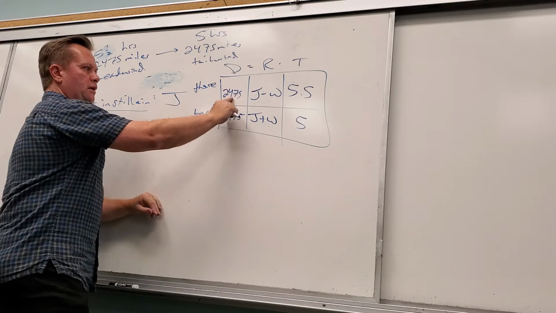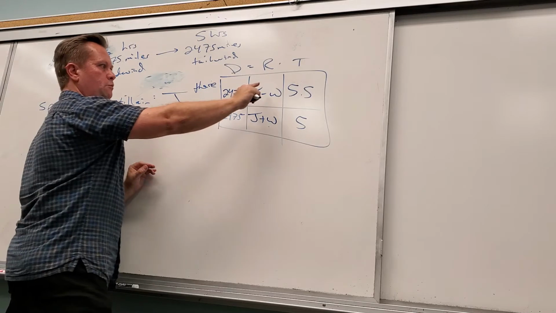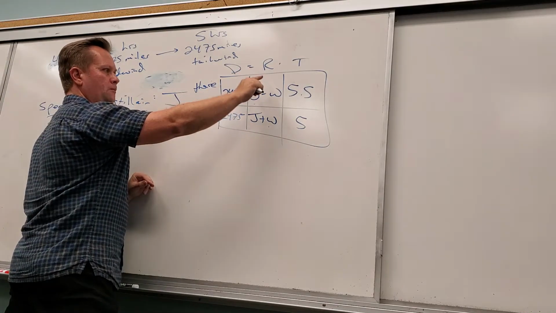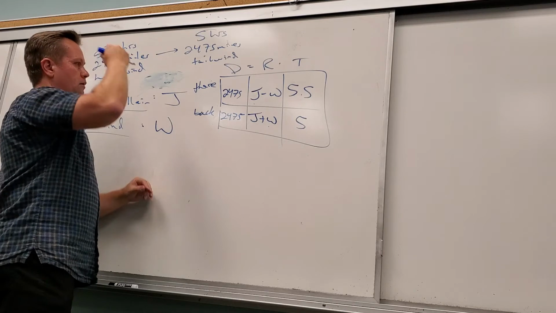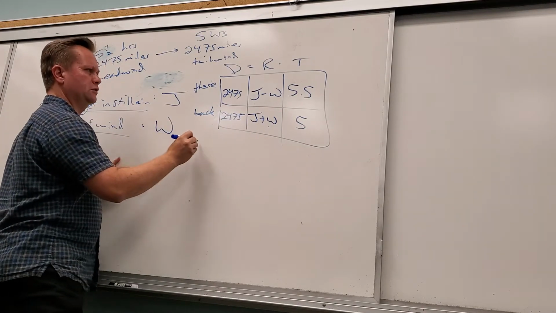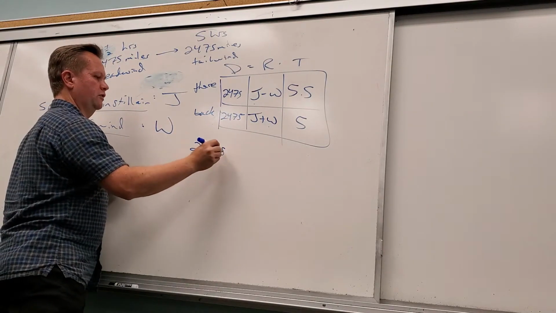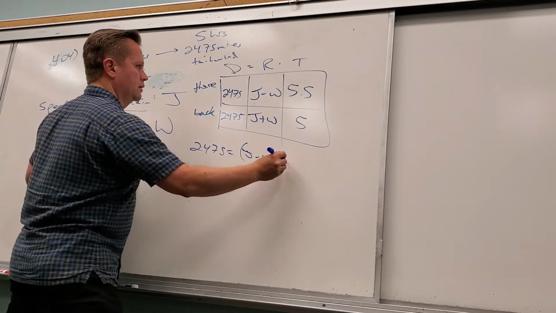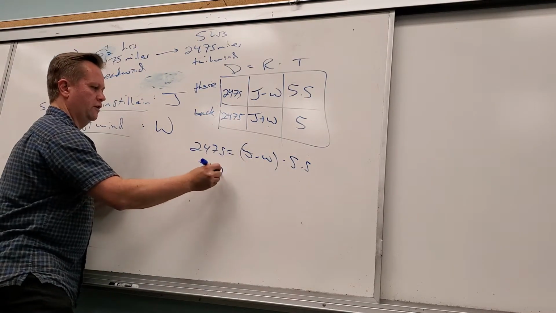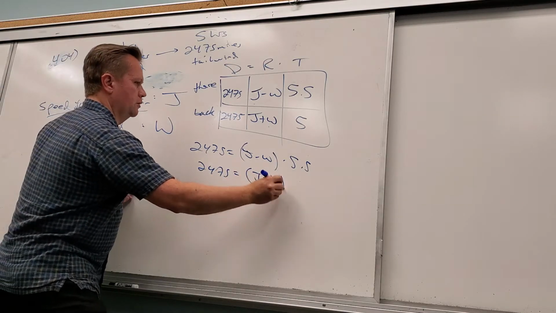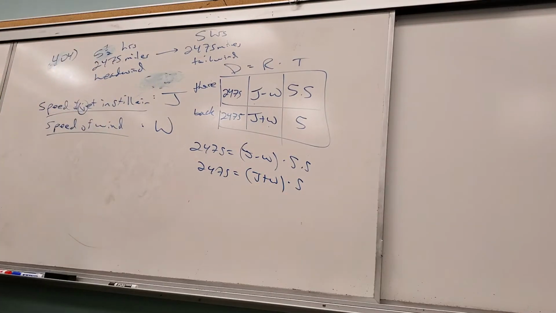So now, I should have filled this in there. What 2475 must equal is that times that, right? Okay. And so I need that. There you go. So 2475 equals J minus W times 5.5, and 2475 equals J plus W times 5. Now, do I have two equations that have two variables in them? Do they look like they're in the right setup? No, they don't.